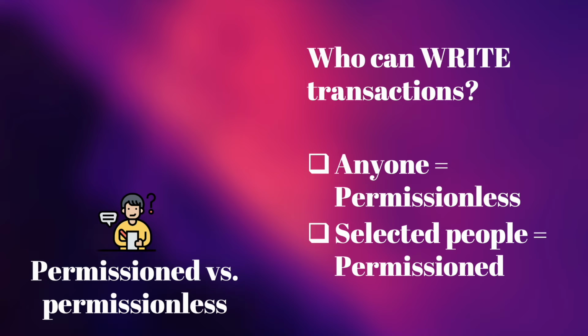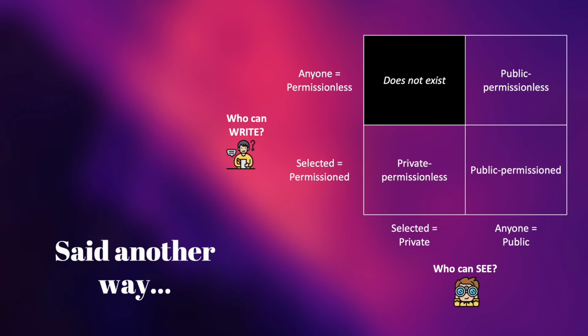If anyone can write transactions to a blockchain, it's called a permissionless blockchain. And if only selected people can write transactions, it's called a permissioned blockchain. For those who like 2x2 matrices, this is a representation of the different types of blockchains. Now, armed with this, let's ask, where do Bitcoin and Ethereum fall? And where do some enterprise blockchains fall?